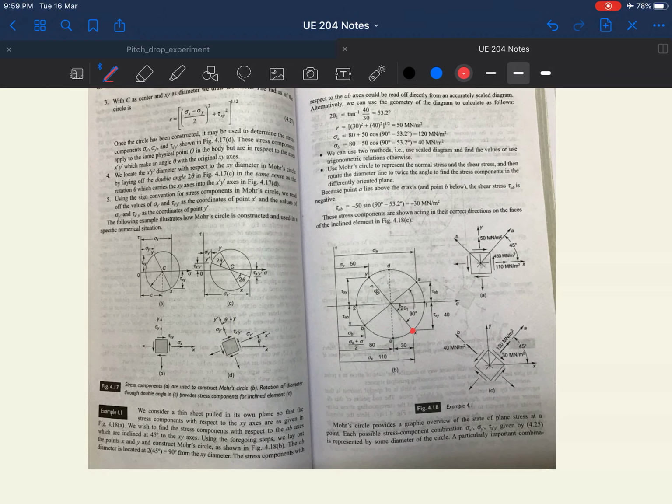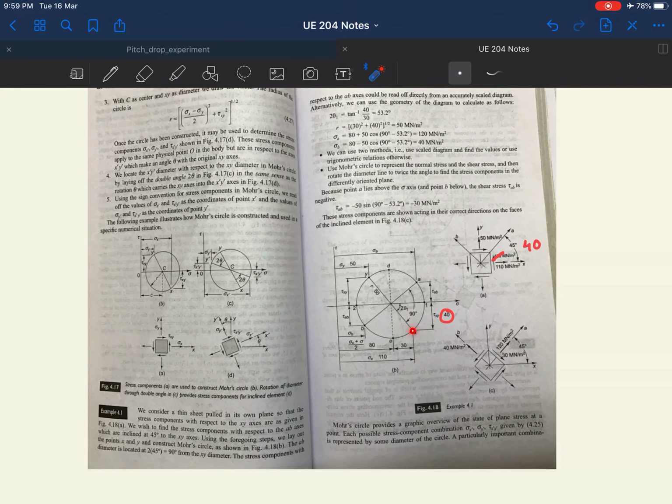Here it says 440. I think this number is probably incorrect. This probably should be 40. You can double check. I think this is a printing error here. So now this particular point is located here, and you have 40 and 110.